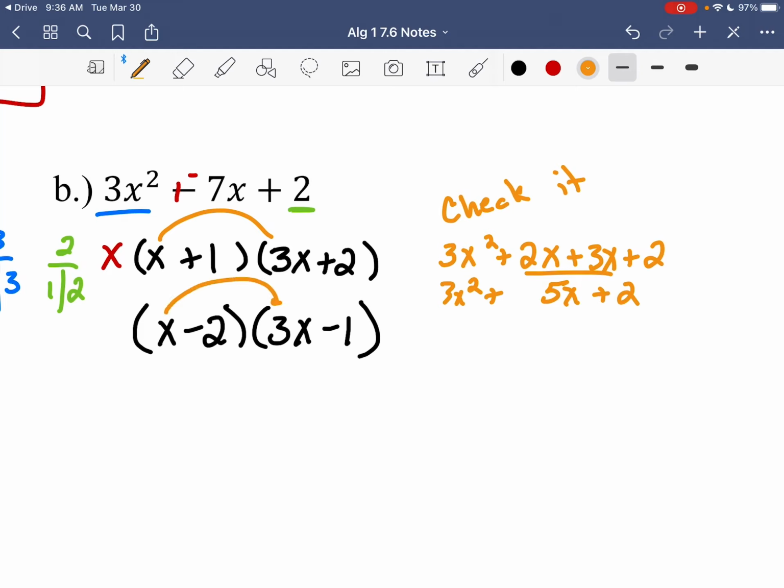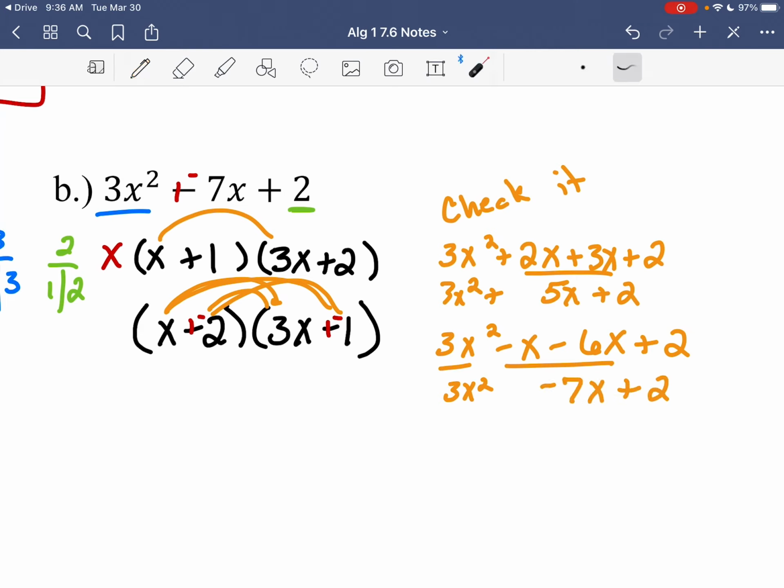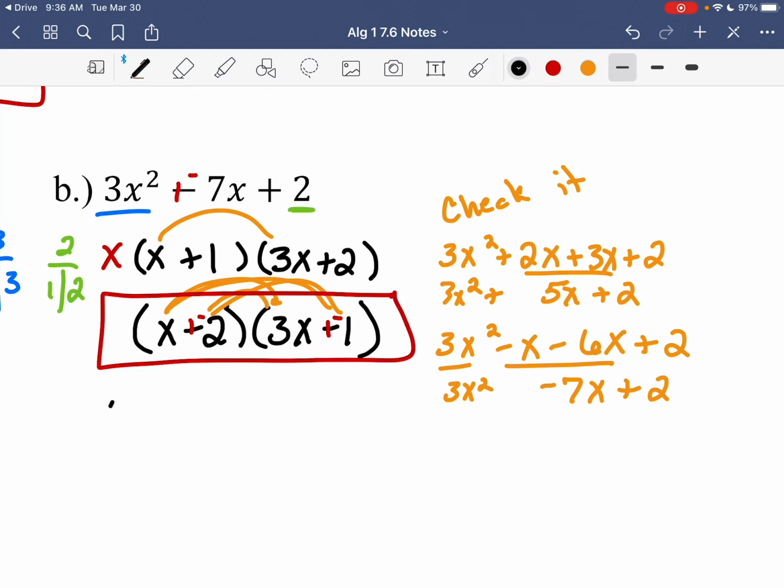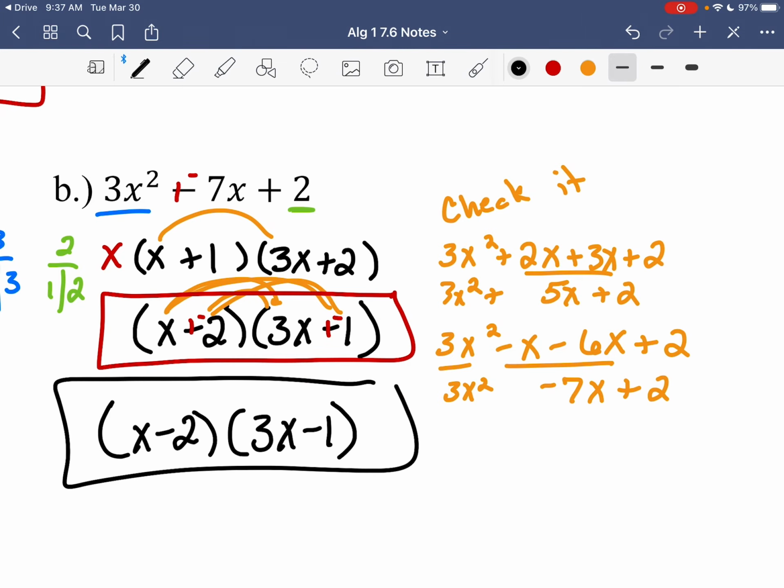3x times x, that's 3x squared. x times negative 1 is negative x. Negative 2 times negative 3 is negative 6x. And then plus 2, negative 2 times negative 1, again, because these are plus negative, plus negative. Okay. Well, 3x squared, negative x, negative 6x, negative 7x, plus 2. Hey, we got what we wanted. We've got 3x squared plus negative 7x plus 2. So we found it. We are done. Yay, there it is right there. We might want to write it a little neater. It was x minus 2, 3x minus 1 when I multiply those right there.